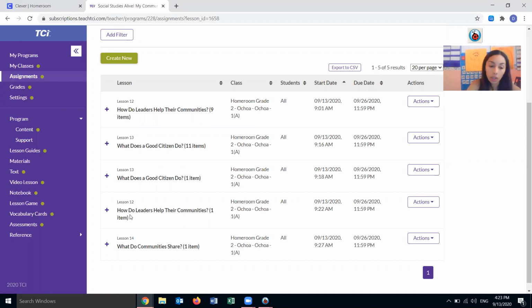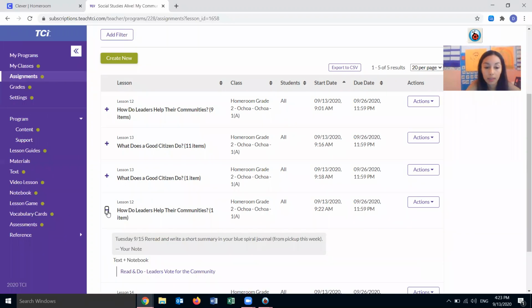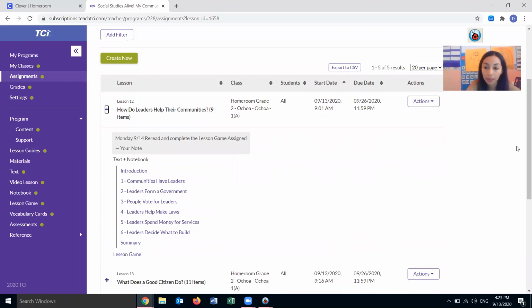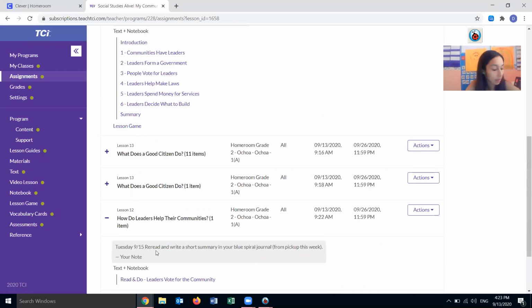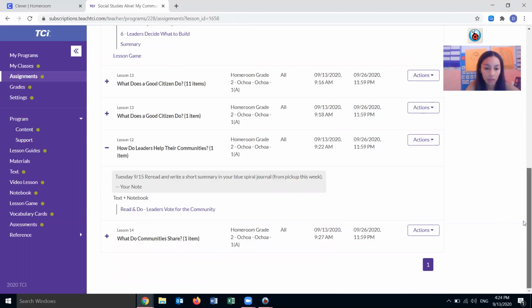Something I shared with you yesterday was if you click on the plus sign, it'll actually give you the day of the week. Like this one says Monday 9/14, and the other lesson 12 says Tuesday 9/15. So it just says exactly what it says in your other calendar here. Reread and write a short summary in your blue spiral journal from pickup this week. And I don't think it's spiral, so sorry about that, but your blue, I think it's stapled light blue journal from pickup. So when you go into your text, so let me go in here, Leaders Vote for the Community.